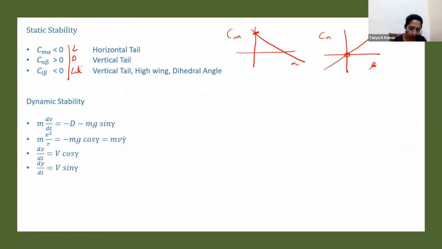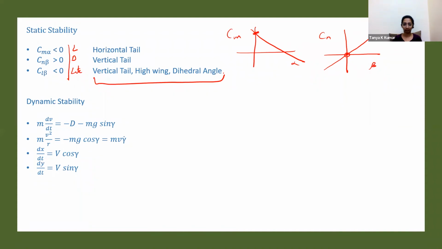Okay. What are the main contributors towards these stabilities? In the longitudinal case, you have the horizontal tail contributing towards stability. In the directional case, you have the vertical tail. And in the lateral case, you have the vertical tail, a high wing configuration, and if it's a low wing, a dihedral angle. So these were the three main contributors towards lateral stability. Now this summarizes your static stability.